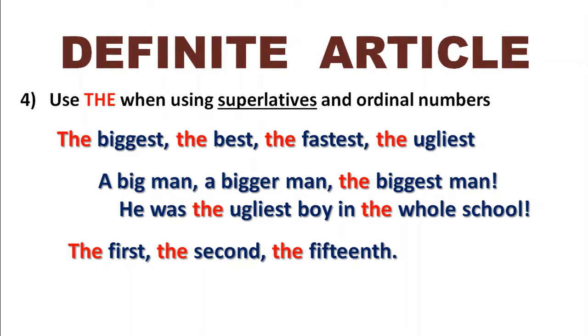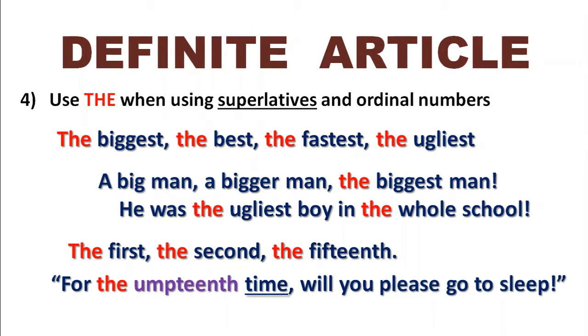Now here I've introduced a little bit of new vocabulary for you. For the umpteenth time, will you please go to sleep? That means that I've told you to go to sleep, or I've asked you to go to sleep many times before. I haven't counted exactly how often I've told you. So I'm not going to say for the 12th time or the 13th time or the 14th time. I'm going to say for the umpteenth time. It's an indefinite amount, but it's a lot. I've asked you to go to sleep a lot and you're still awake.